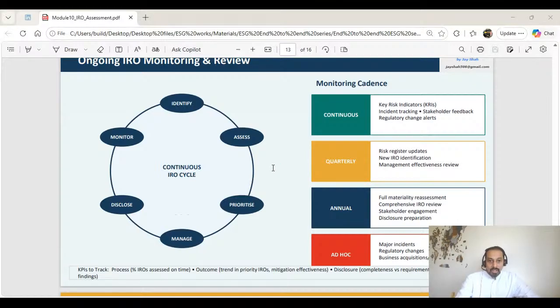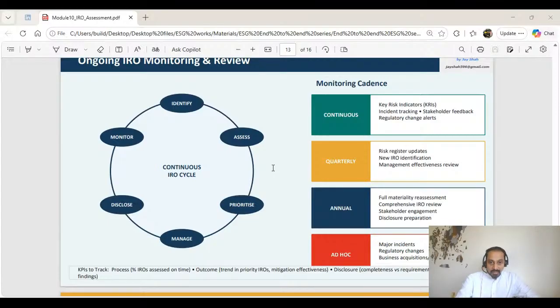So here we have to continue the exercise of continuation cycles. Look at the cycle on the left side: identify, assess, prioritize, manage, disclose, and then monitor, and then back to identify. This is the heartbeat of good IRO management.